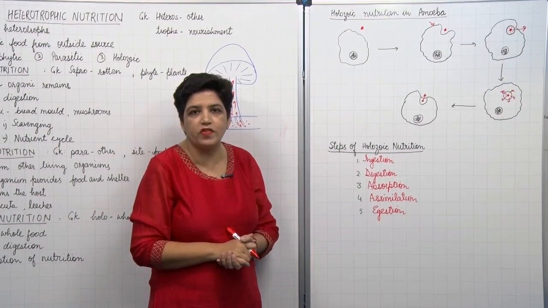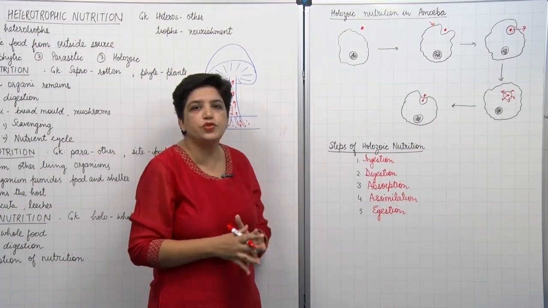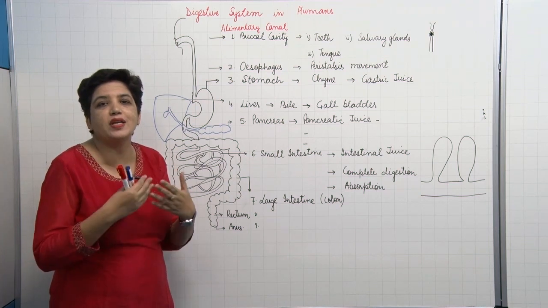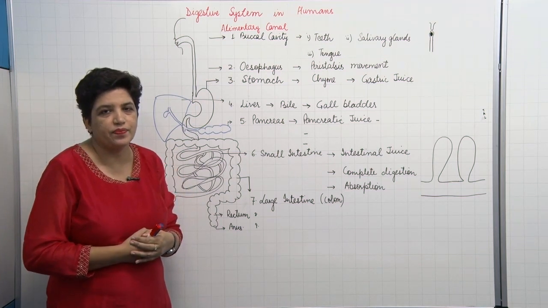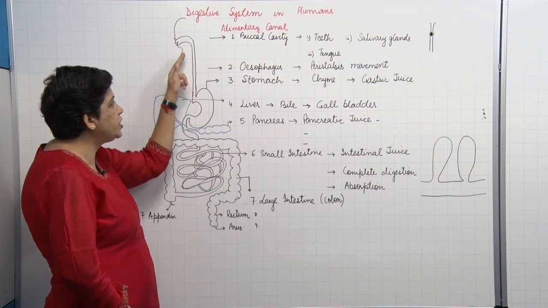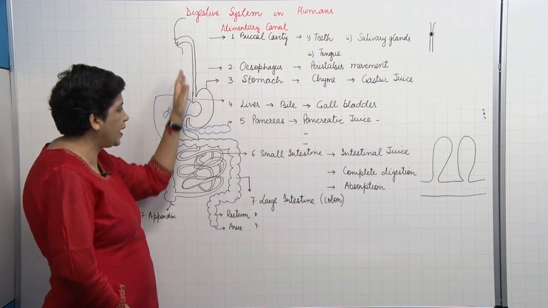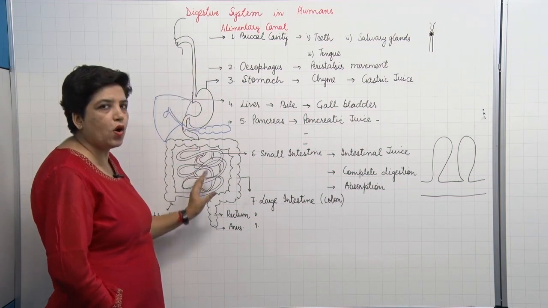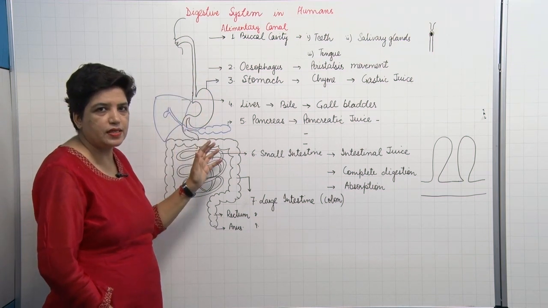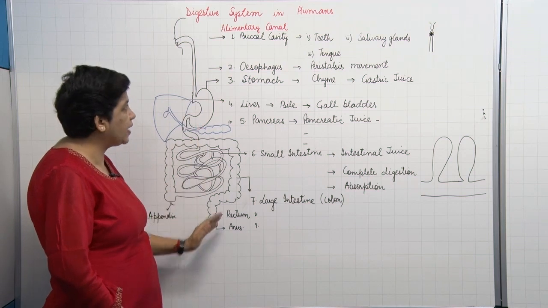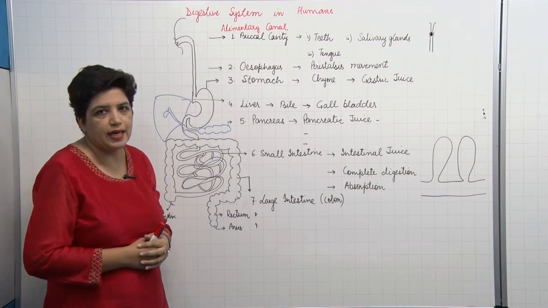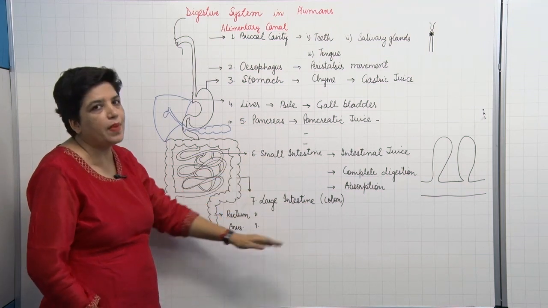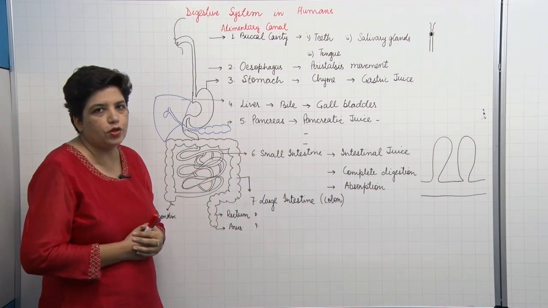Now the next topic which we'll take up is holozoic nutrition in human beings. In humans, there is a continuous tubular pipe right from the buccal cavity till anus, which consists of many organs and associated glands. This continuous path is known as the alimentary canal. All the parts, all the organs and the glands are marked here. Let's study all of these.